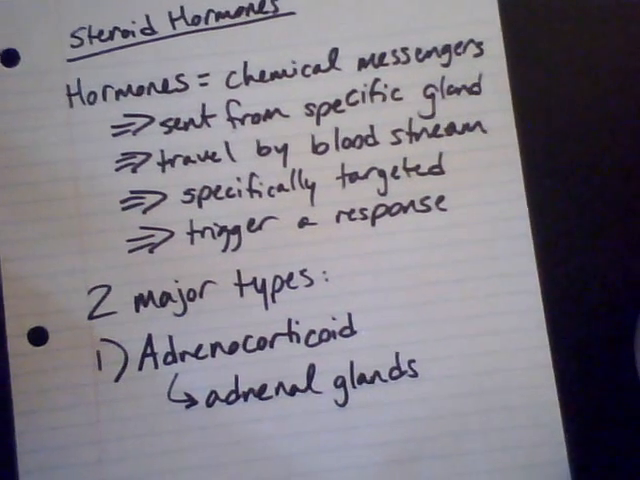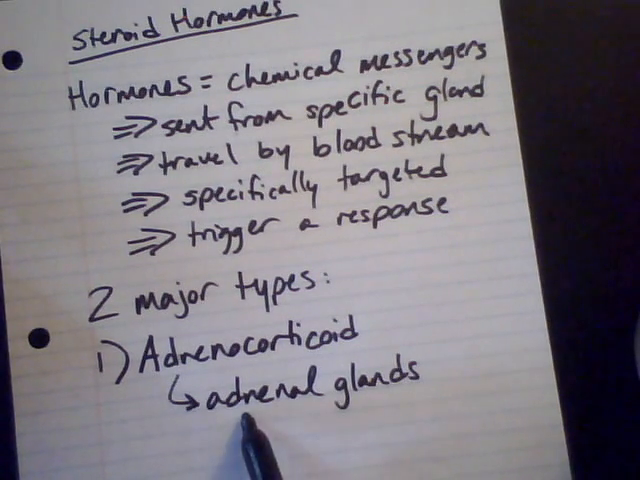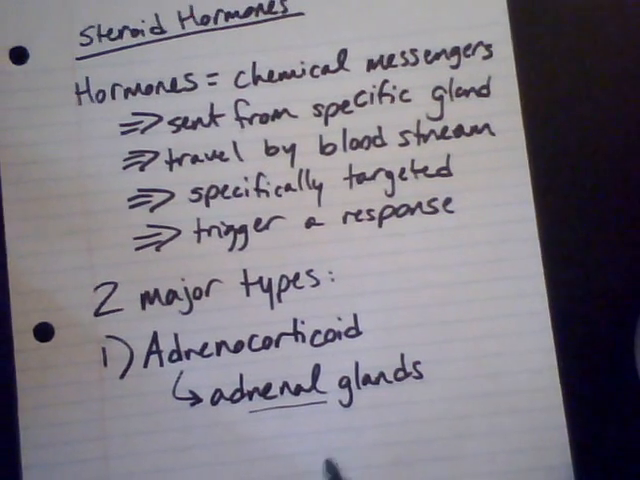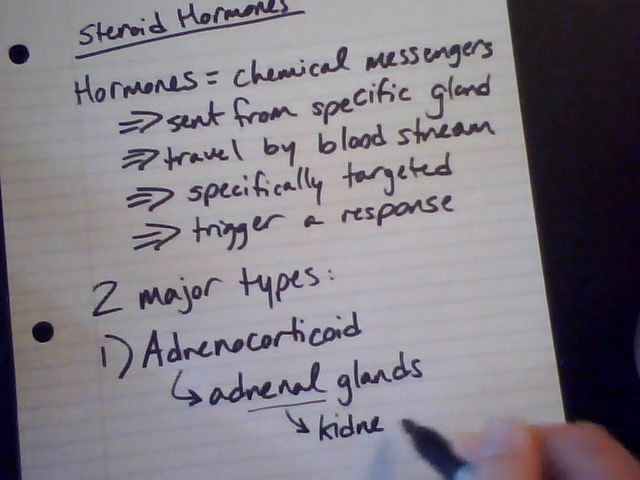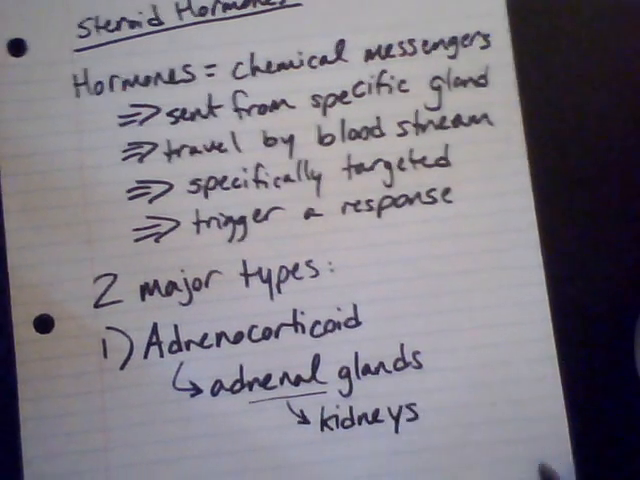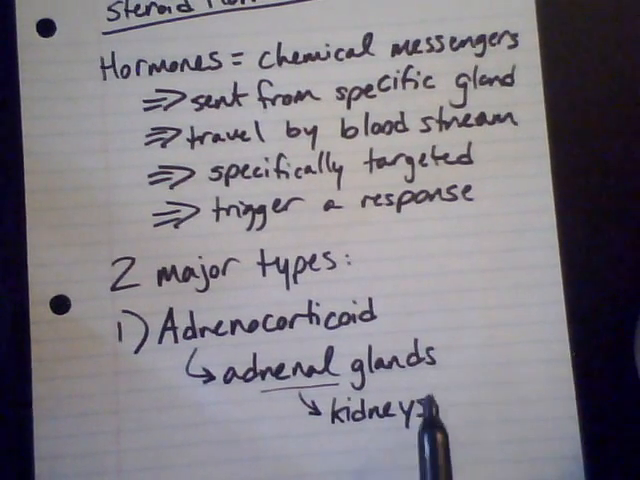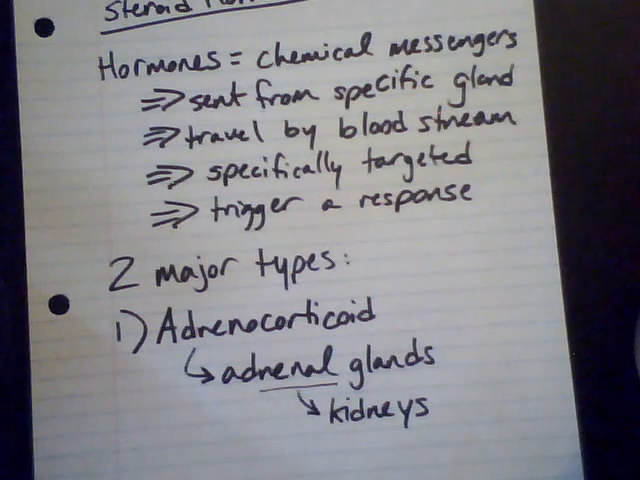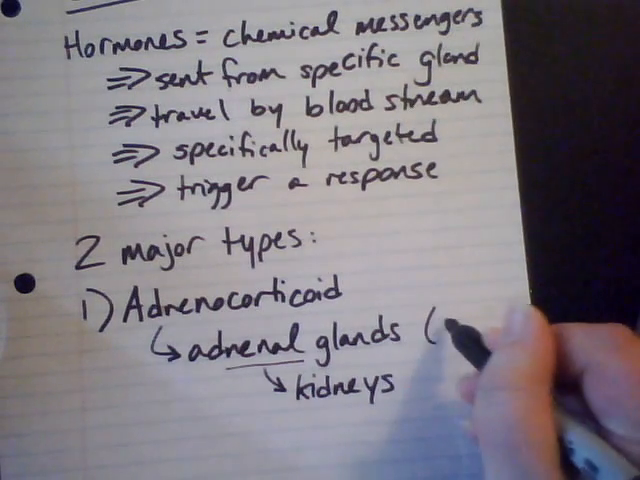And I'm not sure how much medical stuff you guys have had so far. Some of you probably more so than others, but renal in general refers to kidneys. And so adrenal means that these glands are above the kidneys, on top of the kidneys. That's what the prefix ad means. So the adrenal glands are on top of the kidneys.